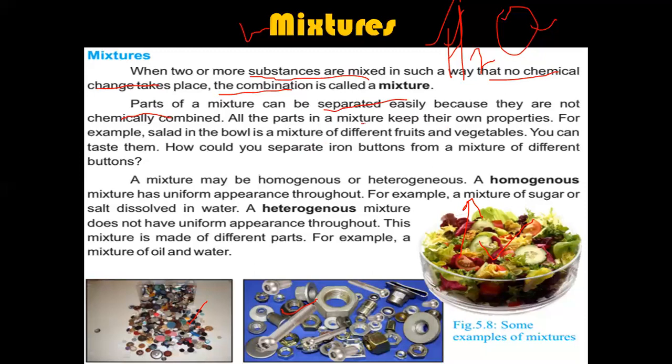All parts of mixtures keep their own properties. For example, if you taste this salad, the tomato has its own taste, and the cucumber has its own taste. So every part of this mixture has its own properties. We will see later on about two different types of mixtures, homogeneous and heterogeneous mixtures, and what is the difference between them.